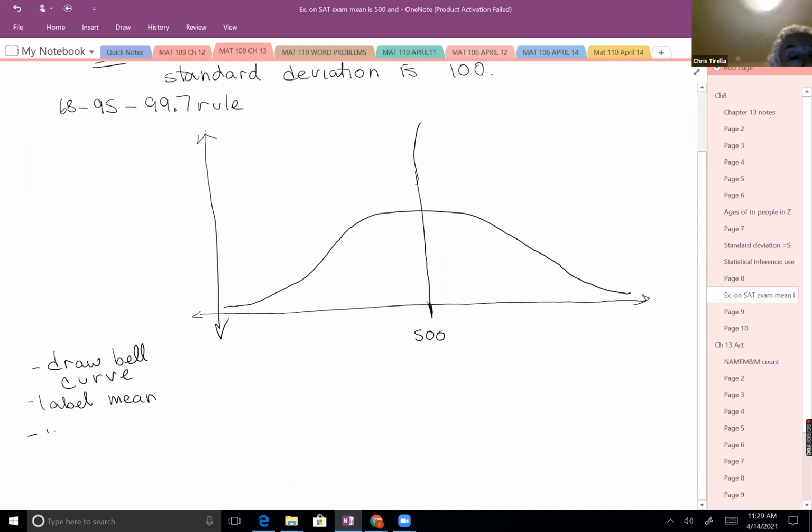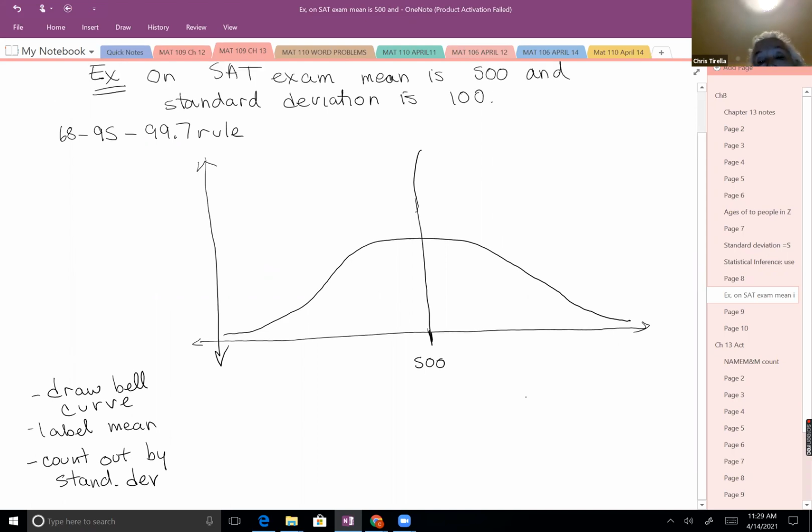And then I count out by the standard deviation. So here, my standard deviation was 100. So I'm going to count by hundreds: 500, 600, 700, 800. And in the other direction, 400, 300, 200.